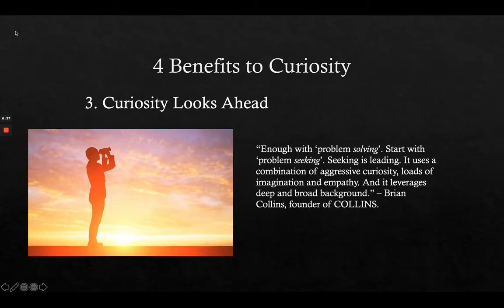Number 3, curiosity looks ahead. By continuing to be more curious about people, asking them more and more questions, you can see how your ideas will help wants and needs from the present even into the future. Looking to the future even helps you to reframe problems, according to Sam's friend, Brian Collins, founder of Collins Brand Experience Design. As he said, enough with problem solving. Start with problem seeking. Seeking is leading. It uses a combination of aggressive curiosity, loads of imagination, and empathy, and it leverages deep and broad background.